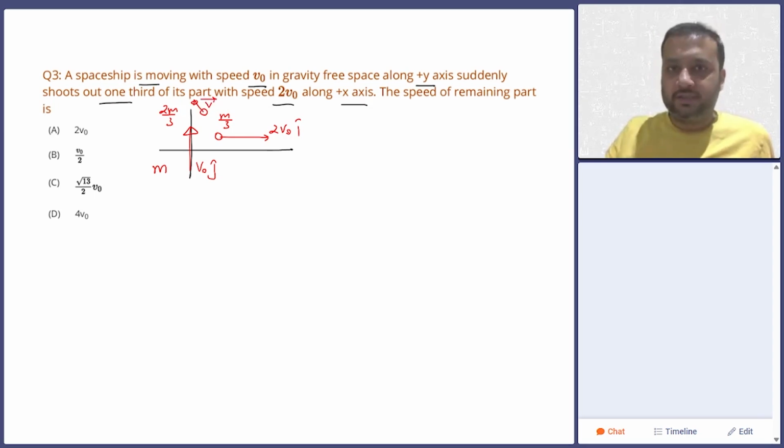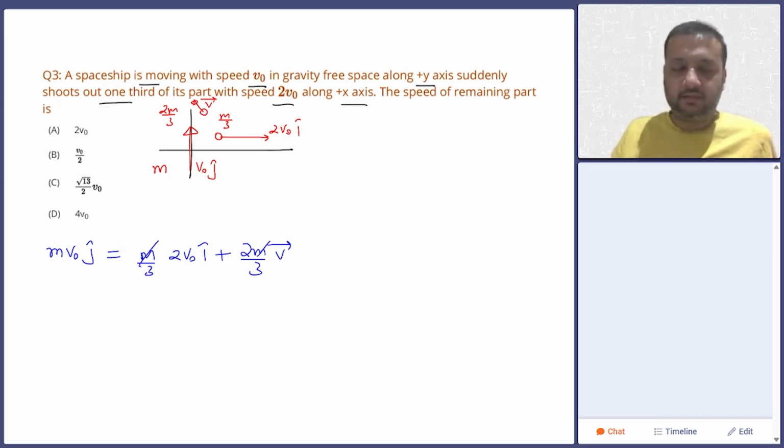So we can conserve the linear momentum. The initial momentum of the full spaceship was mv0 j cap. That is equal to the momentum of this m by 3, which is m by 3 into 2v0 i cap, plus the momentum of the remaining 2m by 3 with velocity vector v. From here you can see that m gets cancelled, and this becomes v0 j cap minus 2v0 by 3 i cap.